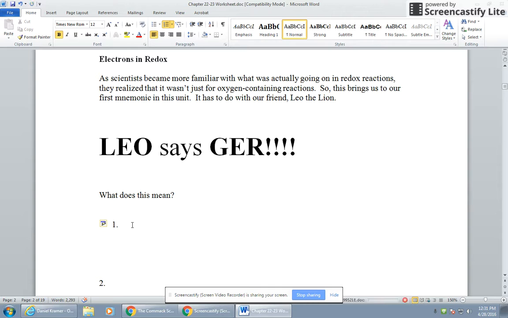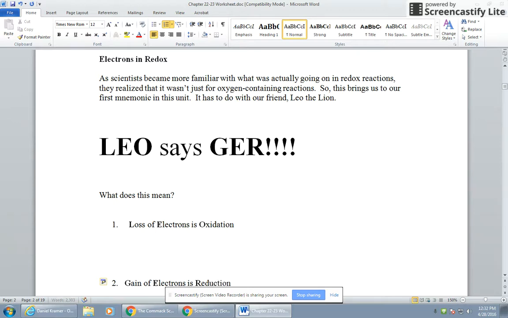Leo says GER means that loss of electrons is oxidation. I'm trying to just bold the highlighted letters here. Okay, so L-E-O, Leo. And as you might imagine, gain of electrons is reduction.